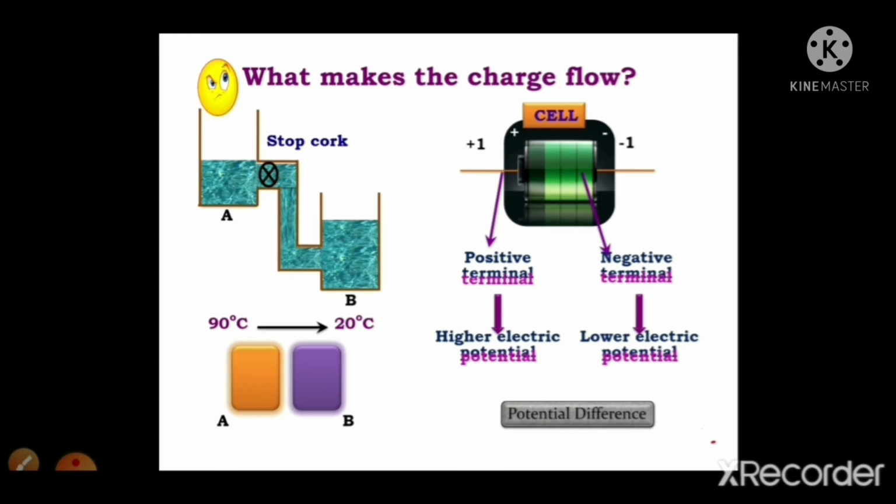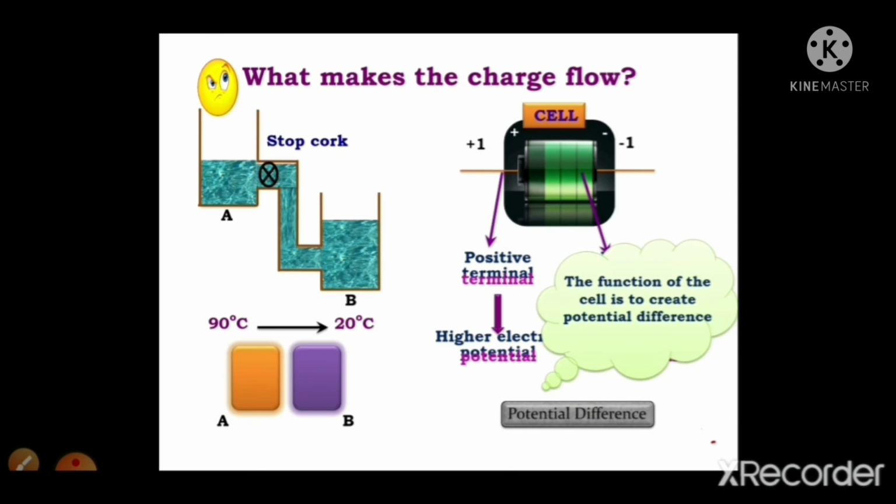It is a very important term. This term is very important throughout this chapter and later also when you take science in 11th standard. In this electricity world, this term will come again and again. Without potential difference, there is no electricity. This whole relation you are going to study further in this chapter. So remember, the difference between the higher potential and lower potential is nothing but potential difference. So the function of the cell is to create the potential difference. What is the basic function of this cell? To create the potential difference. If there is a potential difference, then there will be electricity.